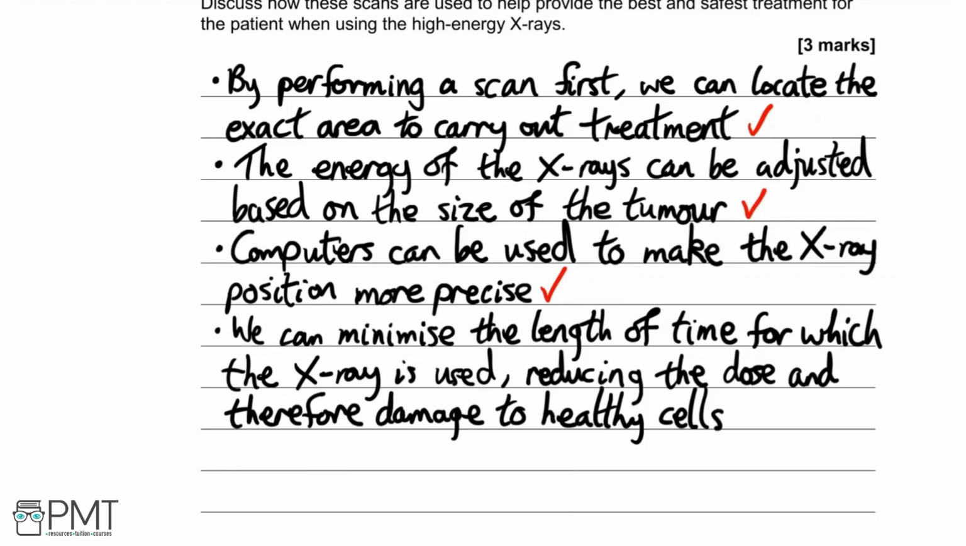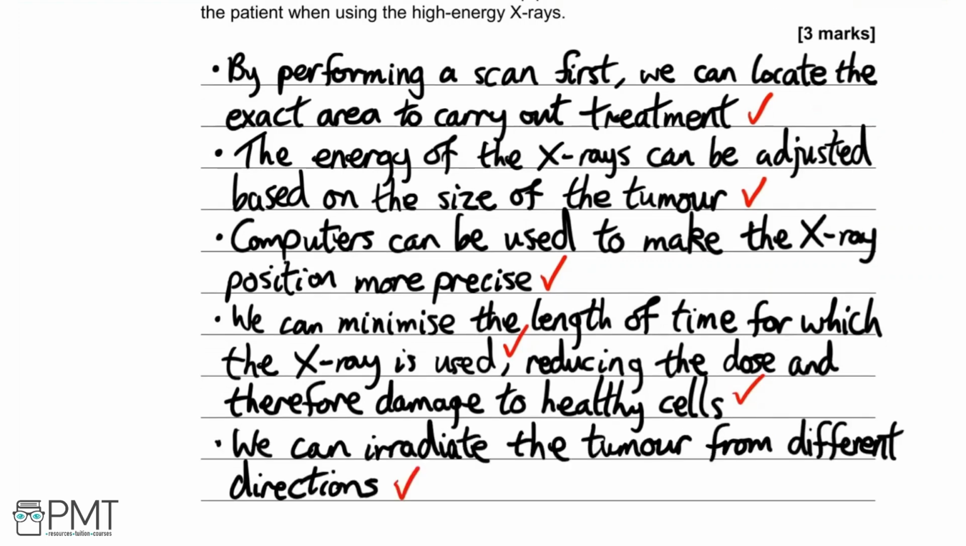Now that's actually 2 points there, one for saying that we're minimizing the amount of time and another for reducing the dose and the damage to healthy cells. And the other thing that we can say is that we can irradiate the tumor from different directions. So as said in the question, there's a maximum of 3 marks available there, 1 for each point made.